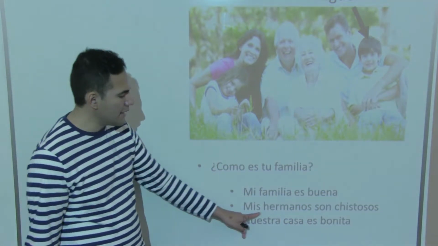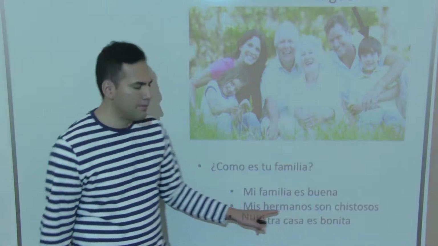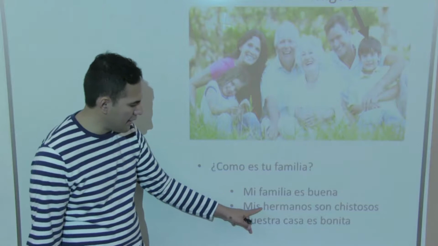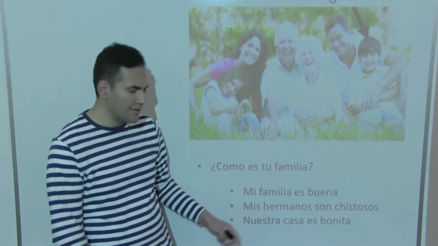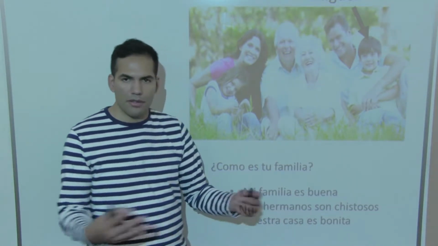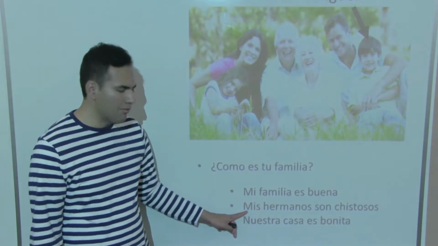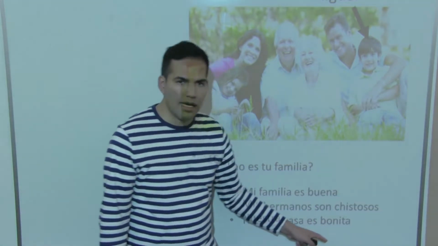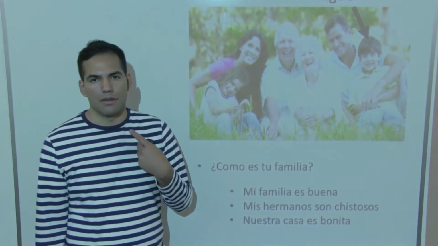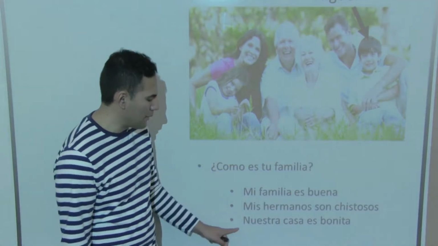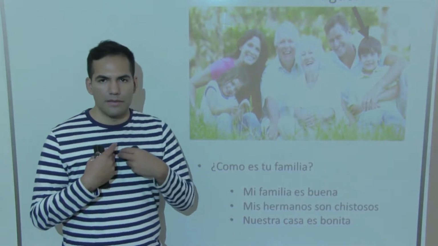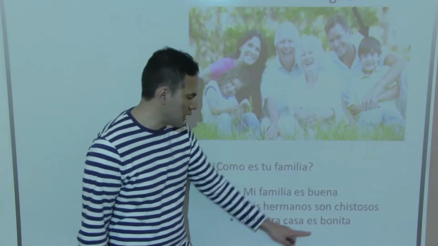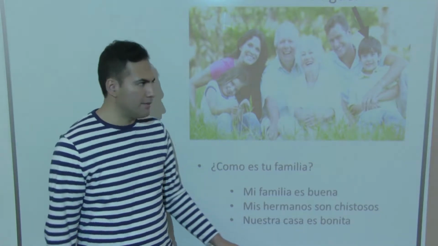Another example is, mis hermanos son chistosos. My siblings are funny. So here, since we're describing siblings, it's a plural. Hermanos is a plural word. We're going to be using the plural form, mis. And nuestra casa es bonita. Our house is very pretty. So I'm using the possessive adjective that we use for we when we talk about a group. Nuestra casa es bonita. Our house is pretty. Okay?